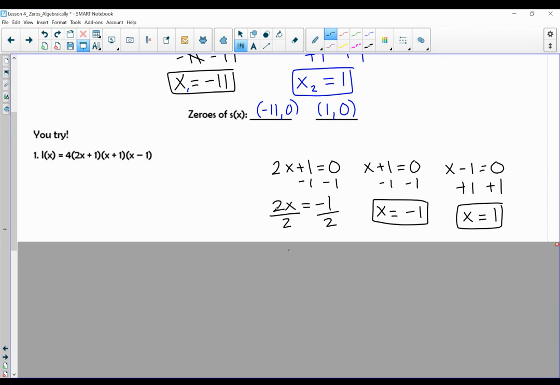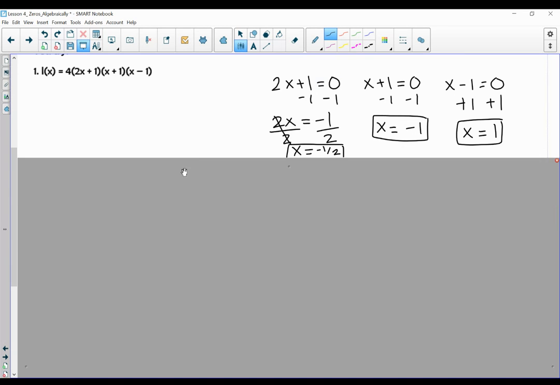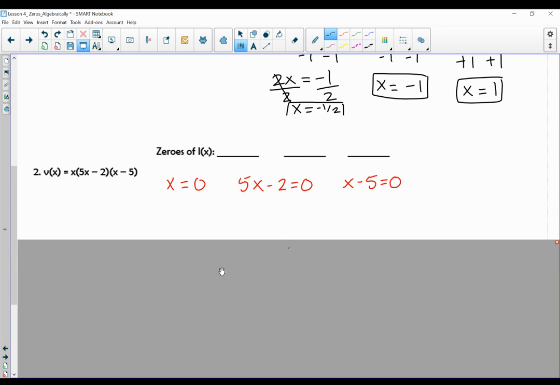And when I divide 2x by 2 on the left, well, 2 divided by 2 is 1. So I'm left with 1x, which we usually just write as x, equals negative 1/2. You could write this as a decimal, but for graphing purposes, I prefer a fraction. But that could also be written as negative 0.5. Oh, and then you just write the zeros here. So negative 1/2, 0, negative 1, 0, and 1, 0.